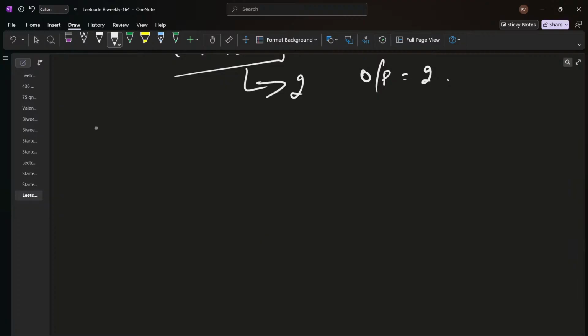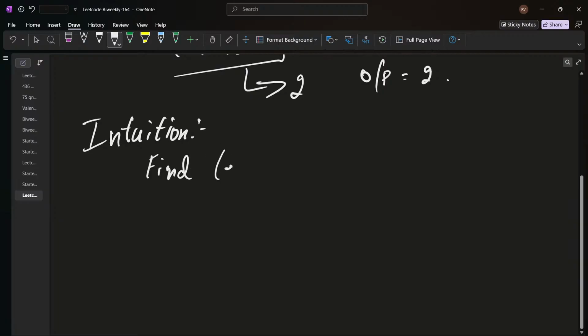Anyone in the chat? Intuition. Simple, guys. What we'll do here: we have to find the digit which appears least, the least appearing digit.